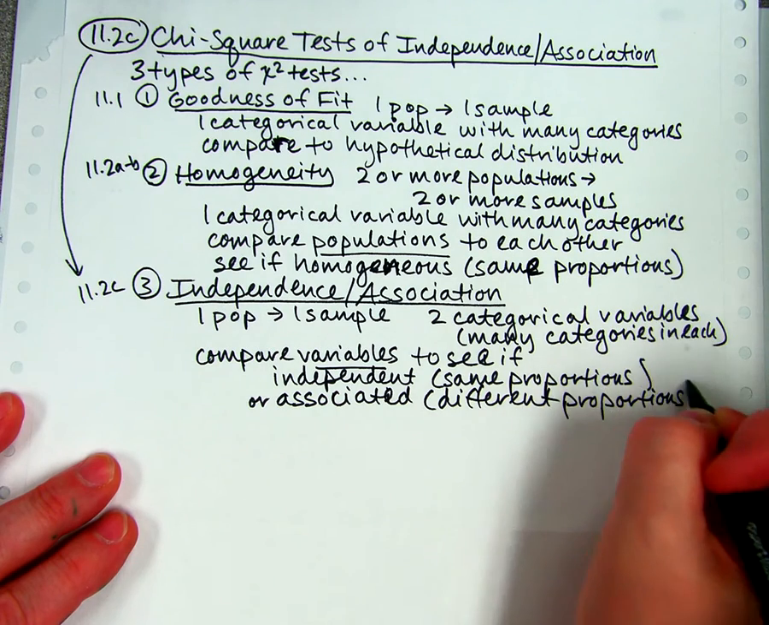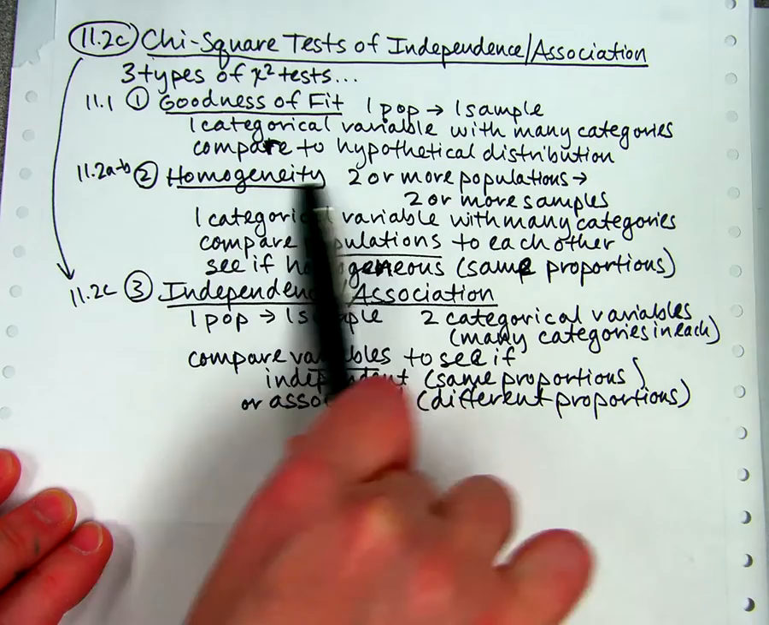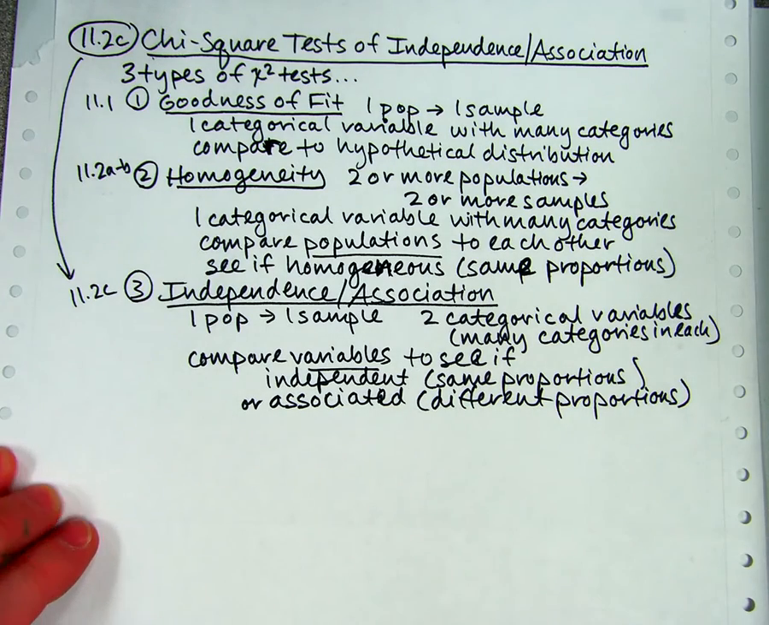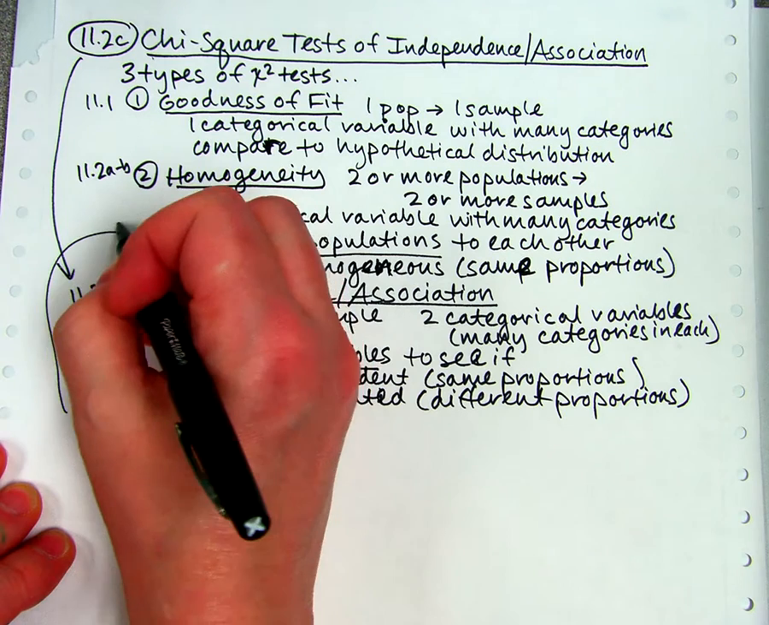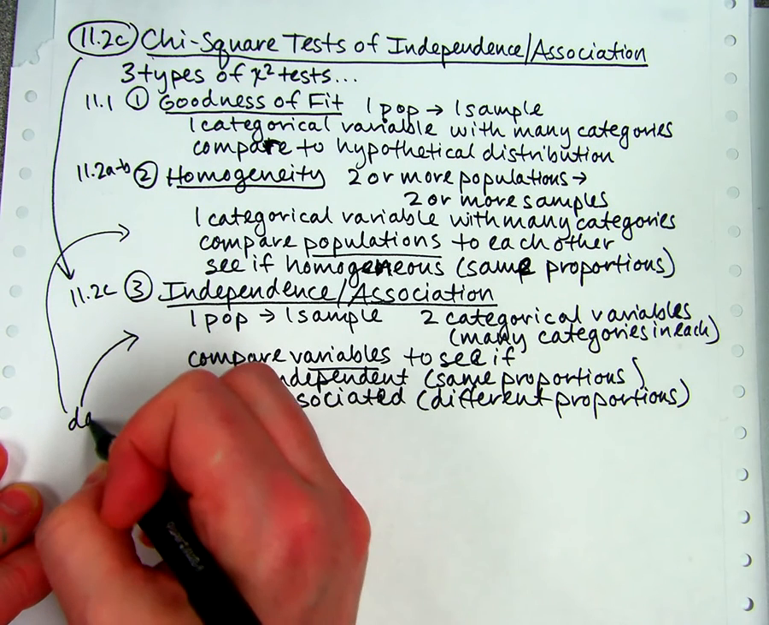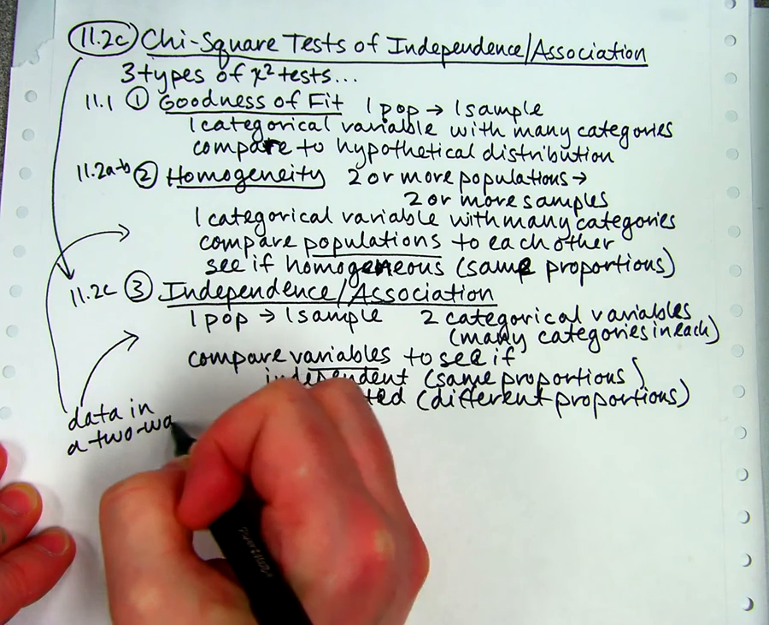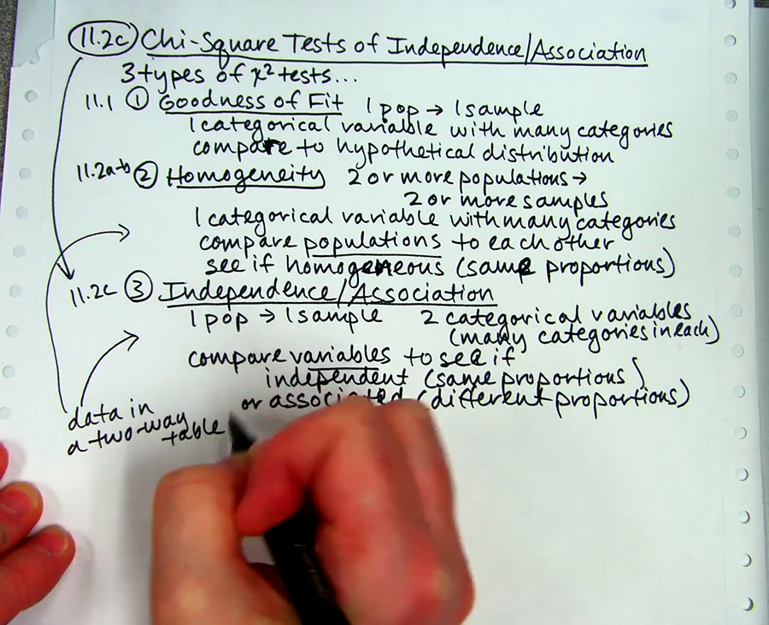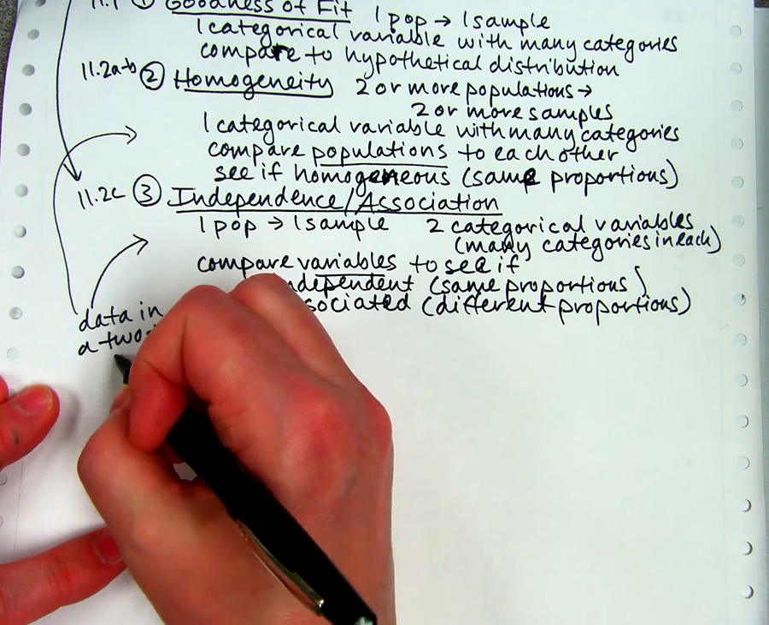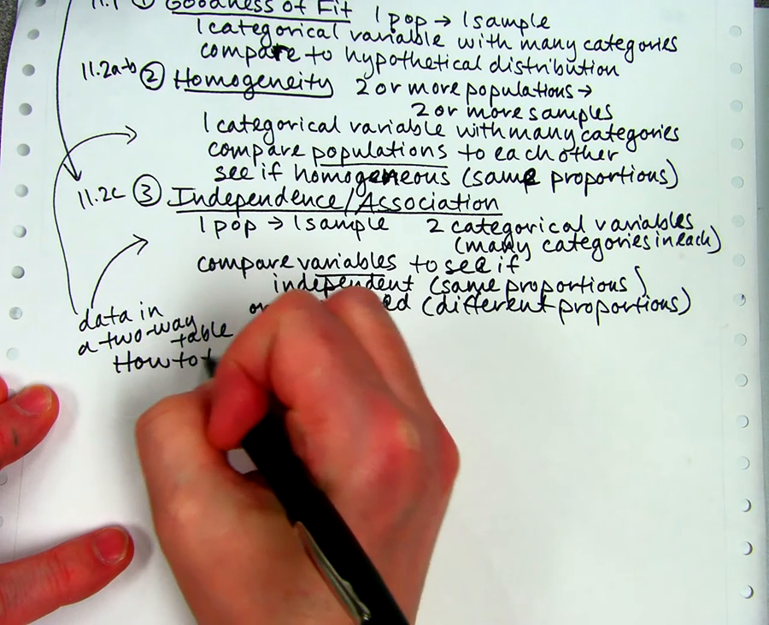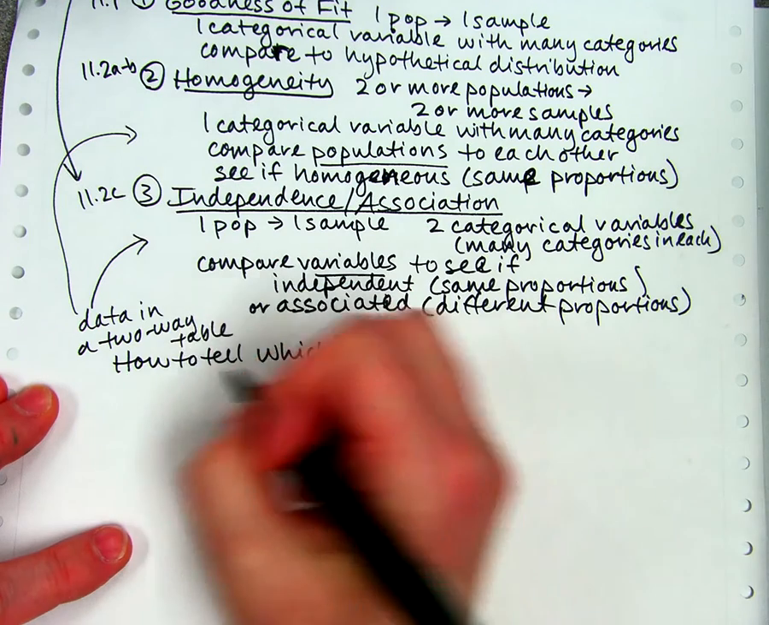And one of the things that's interesting about this is that this is actually an awful lot like homogeneity. The data will be given in a two-way table for both of these. So for both homogeneity and independence, the data is in a two-way table, which means it's sometimes hard to tell which one you're supposed to do. So the key is how to tell which one of these. It's based on how the data was gathered.